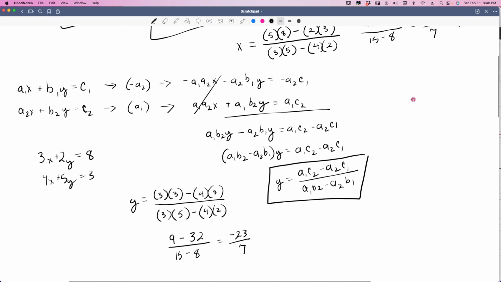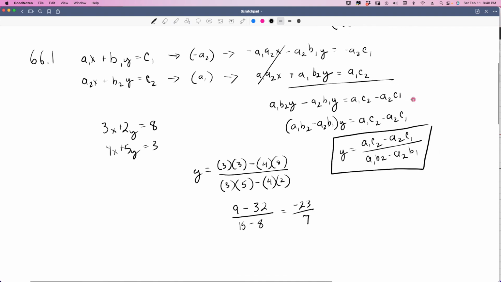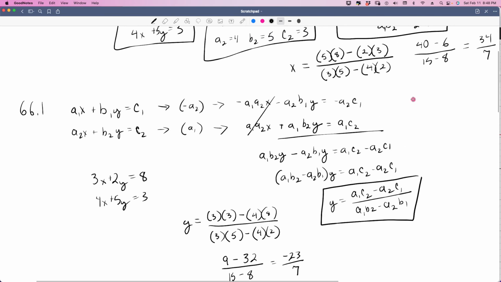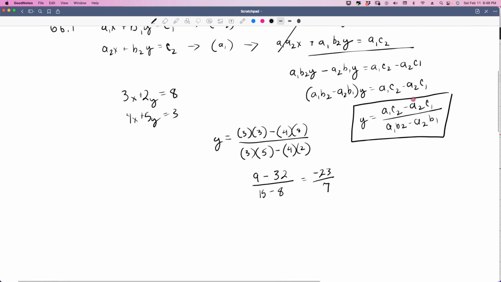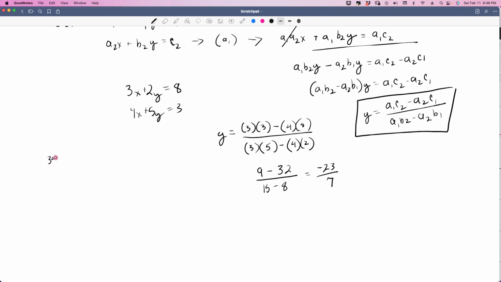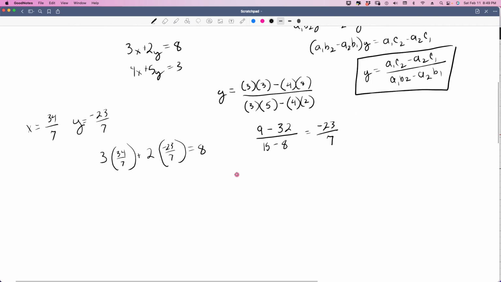And it is one of those cool things that you get to figure out in math, how it all kind of links together. So we can check our work. We can make sure that it is what it says it is. So 34 over 7 was the x term, right? So 34 over 7 is the value for x, and y is negative 23 over 7. So let's make sure. So 3 times 34 over 7 plus 2 times negative 23 over 7 should equal 8 if everything is correct.